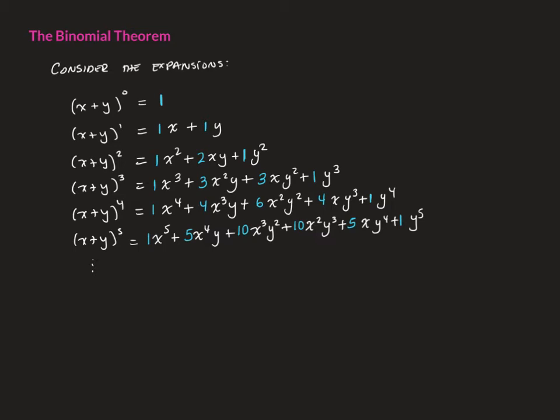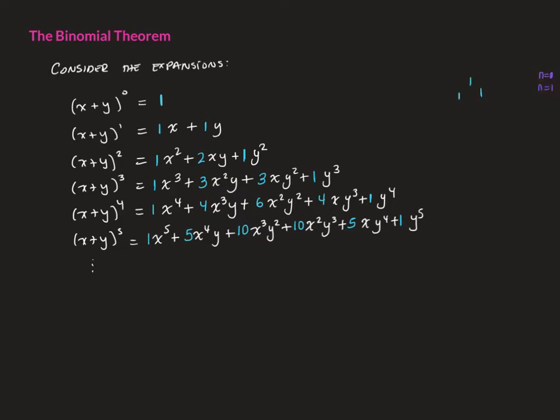Now let's take a look at the coefficients of these expansions. The first expansion, (x + y)^0, was 1. There's only one coefficient. However, in the expansion of (x + y)^1, there are two coefficients, the coefficient of x and the coefficient of y. They are both 1. So let's make note of those two coefficients.